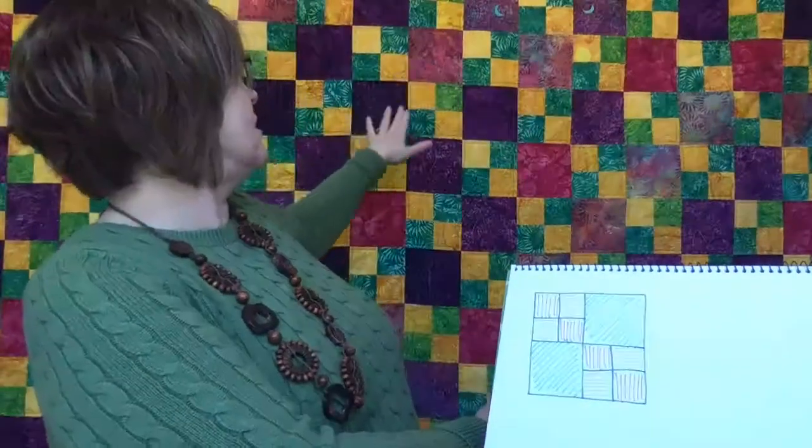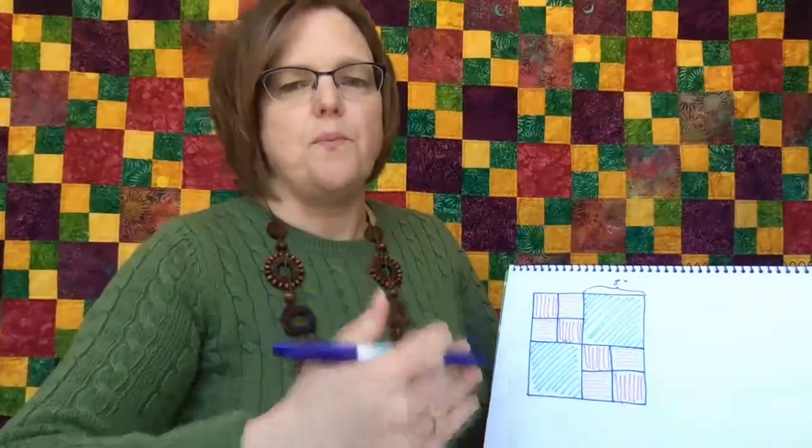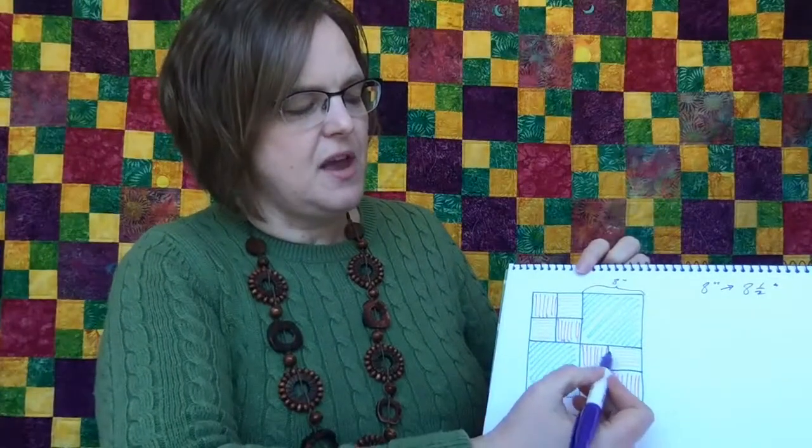What if we want an 8-inch block? So we want these squares to be 8 inches. Well, then we know that with seam allowances, if we want 8 inches, we have to cut out 8.5-inch pieces. And then if this is 8 inches, then we know these little ones are going to be 4 inches. And if they're 4 inches, then we have to cut them out at 4.5 inches.